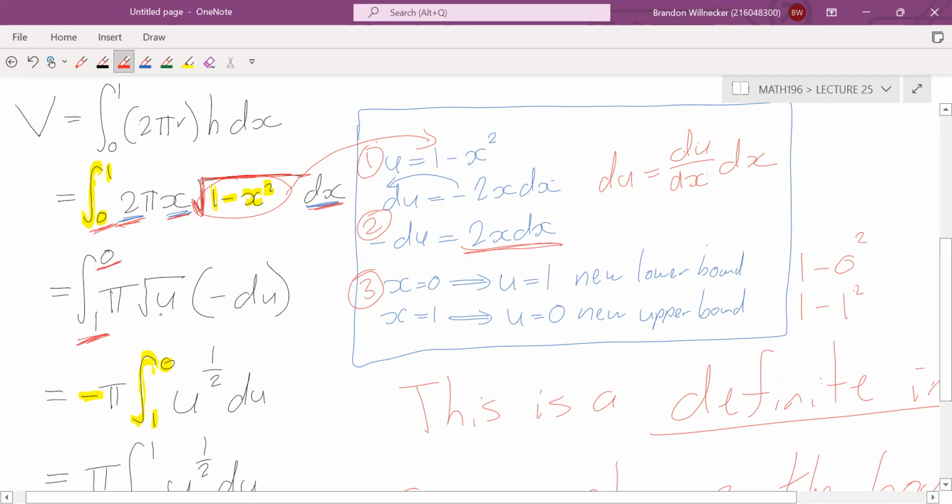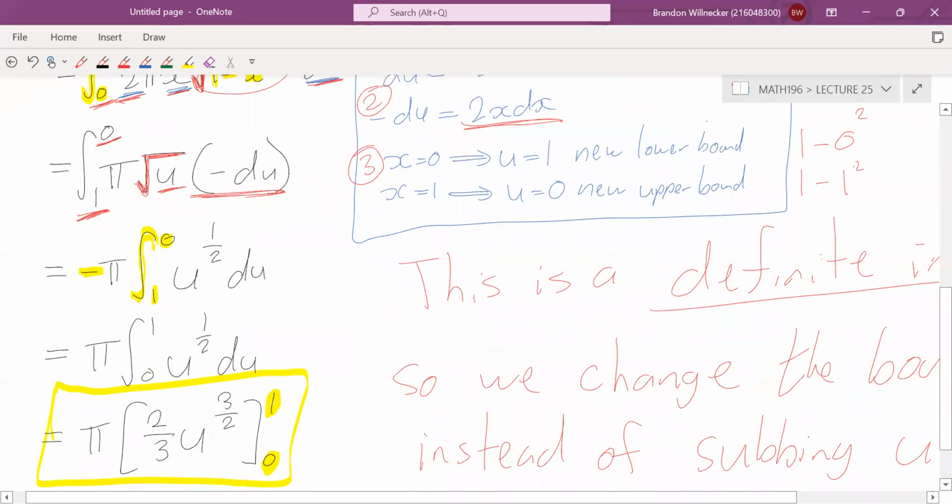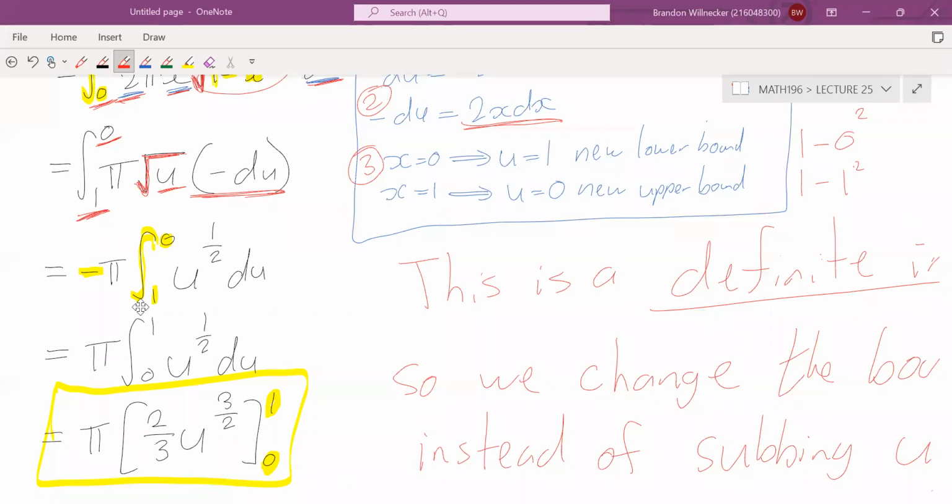Okay, so we've substituted in u into our square roots, and we've substituted 2x dx, which is minus du. We take the minus pi outside, but we notice that the integral has swapped bounds because 1 is at the bottom and 0 is at the top. Okay, that's a problem, but we can fix that because we've got the minus in front. So if you have a minus in front, you can swap the bounds of integration.